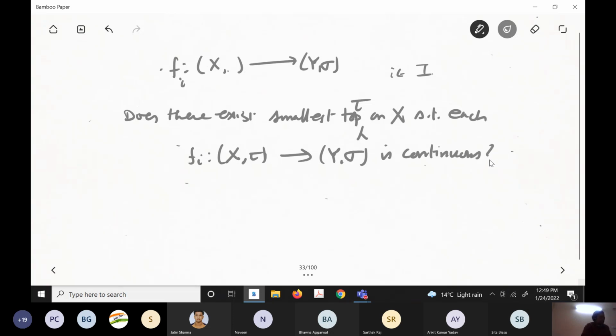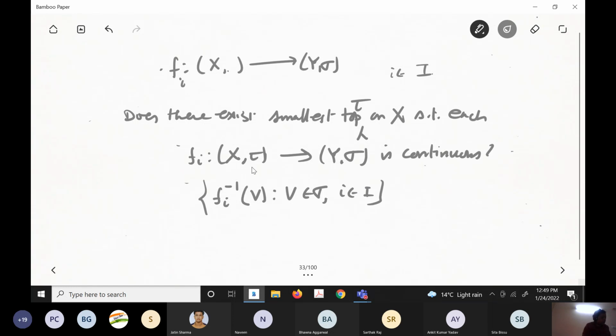Now you say, look, necessary condition, I need all these things: f_i inverse of phi, phi belongs to sigma, i belongs to I. They all should be in tau.